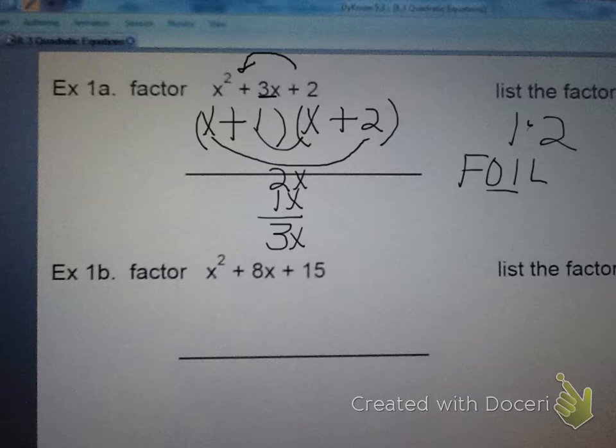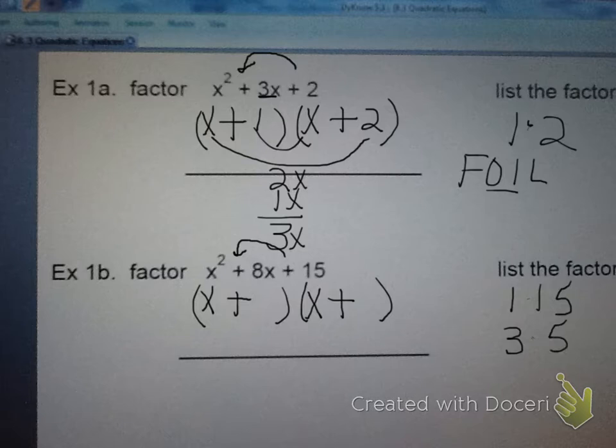Example 1b, you're going to make your two binomials. Look at the last sign. The last sign is positive, so they're both going to be whatever the first sign is. Factors of x squared, x and x. Factors of 15, we need to list them in numerical order.